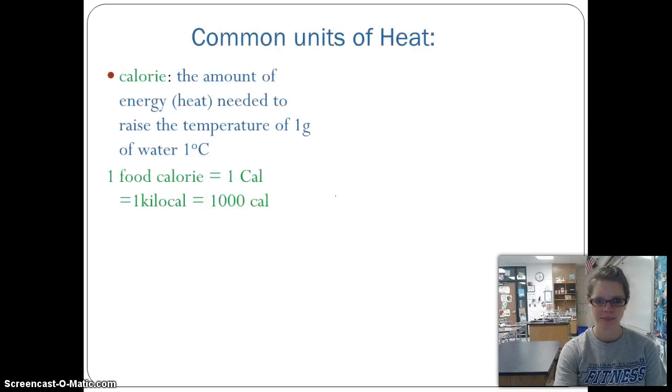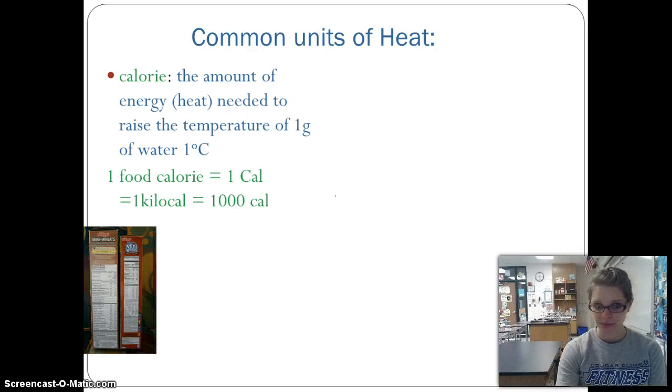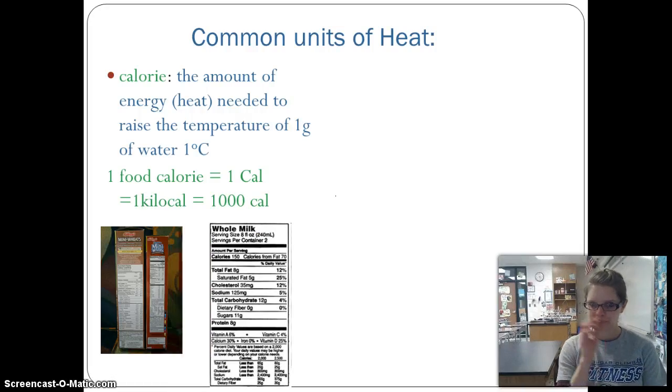Before we get too far, let's talk about heat and the units that we can use. So heat is the transfer of energy due to temperature change, and normally you'll see it in calories. Calories, the amount of energy or heat needed to raise the temperature of 1 gram of water 1 degree Celsius, just by definition. You've seen calories before, like on your cereal boxes, but notice how those calories are written. Be very careful when you take your notes right now. Calories with a big C are different than calories with that little c.